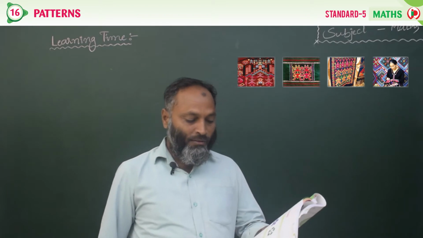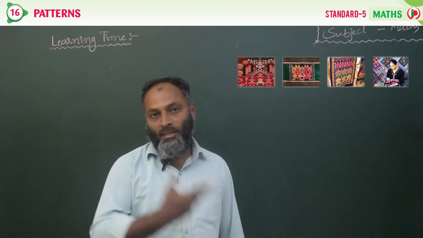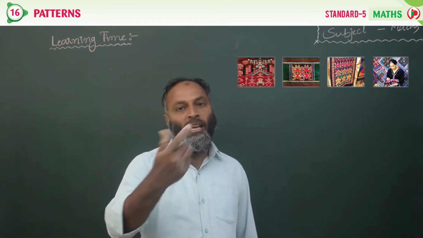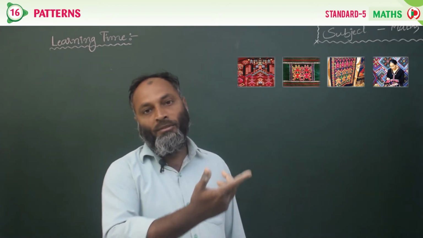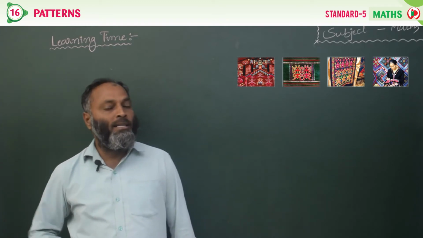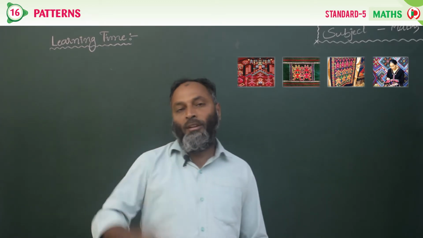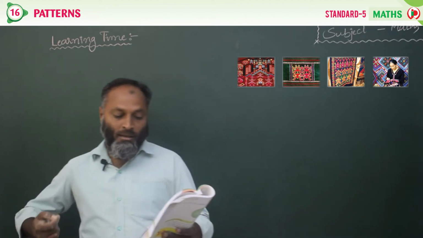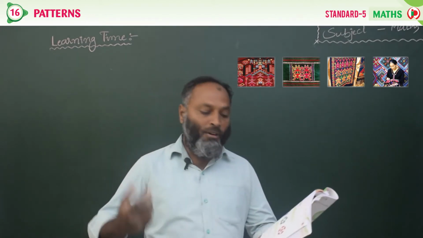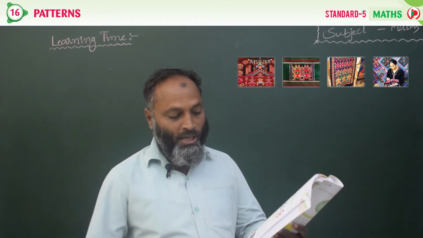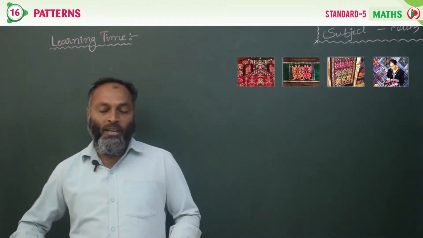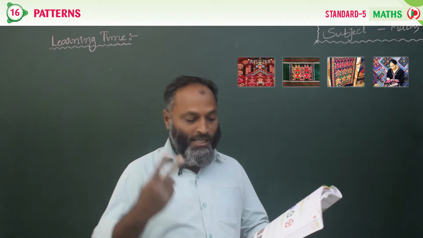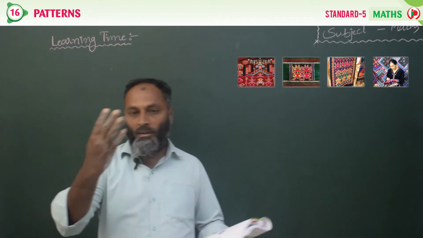Patterns are found in nature, like in flowers, leaves, birds, animals, and plants. Everywhere we can observe the patterns. That's why it is given that patterns are found in nature, in science, in buildings, and in mathematics. Everywhere we can observe the patterns.